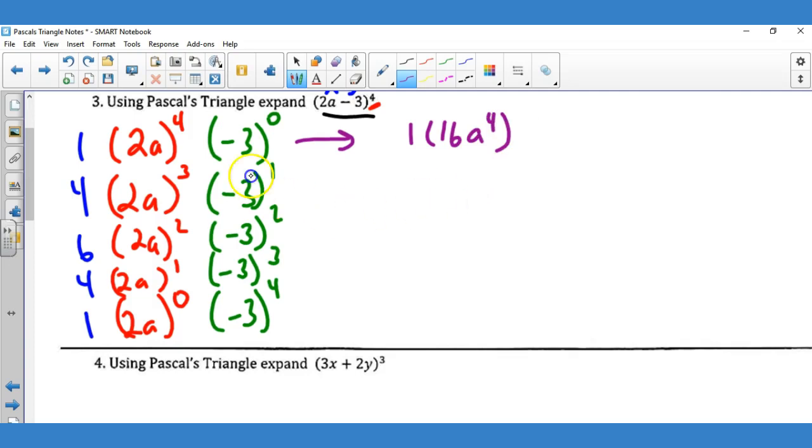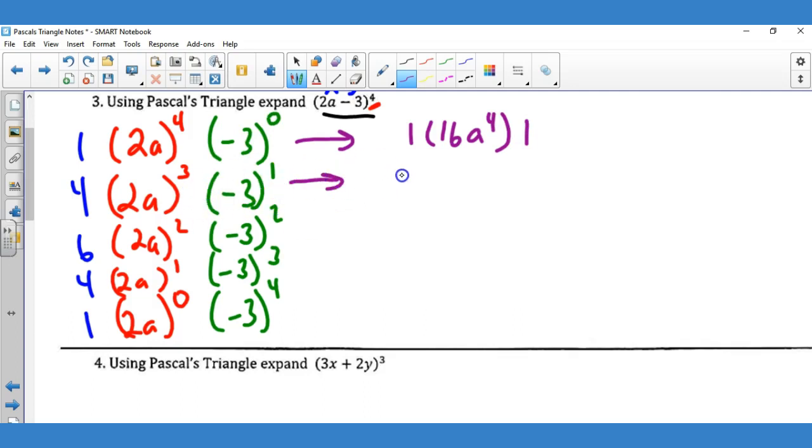And then right here, I'm going to do -3 to the 0. Well, remember, anything raised to the 0 power is 1. So I have 1 times 16A to the fourth times 1. Again, let me explain this one more time. 2 to the fourth is 16, 2 times 2 times 2 times 2. A to the fourth is A to the fourth. -3 to the 0 is 1. Anything raised to the 0 power is 1.